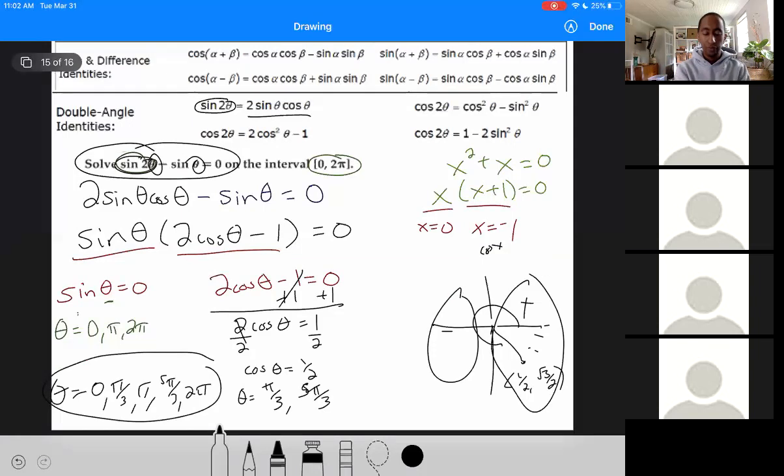And that is how you could use the identity in the context of a problem in solving for a particular angle. All right, so that is the sum and difference identity, and that is the double angle identities lesson. Hopefully you enjoyed the identities. I like trig identities because it's kind of fun. It's just a lot of algebra.